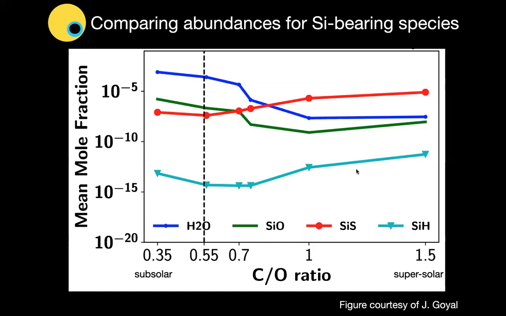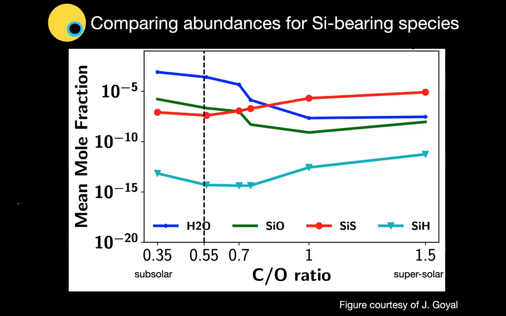Interestingly enough, we also see that SiO, which is shown in the green here, becomes less abundant than SiS for even moderately supersolar C to O ratios. And we see that this follows a similar pattern for the water abundance, which also drops off at higher C to O ratios, just like SiO.